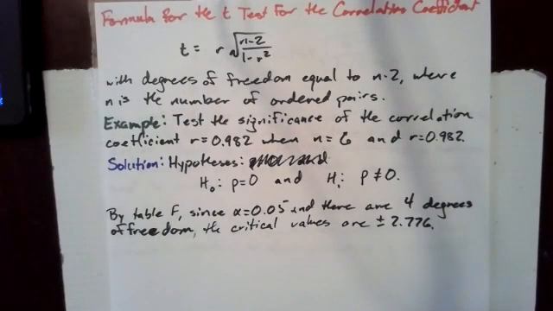The formula for the t-test for the correlation coefficient is t equals r times the square root of n minus 2 over 1 minus r squared, with degrees of freedom equal to n minus 2, where n is the number of ordered pairs. So for example, we'll test the significance of the correlation coefficient r equals 0.982 when n equals 6.